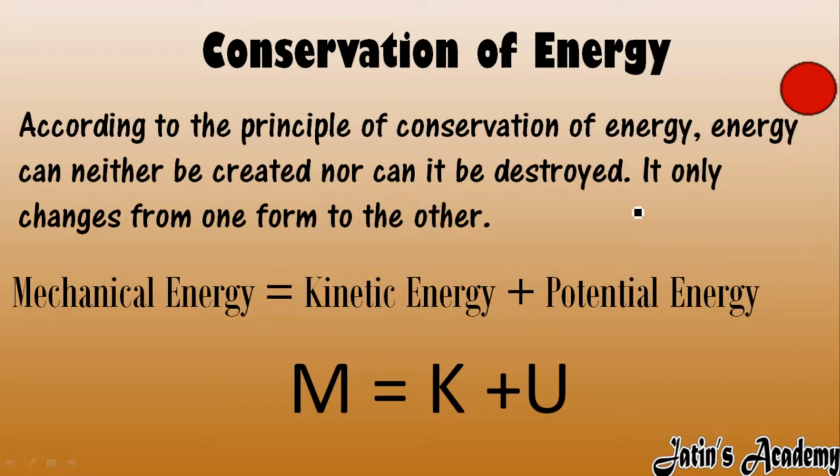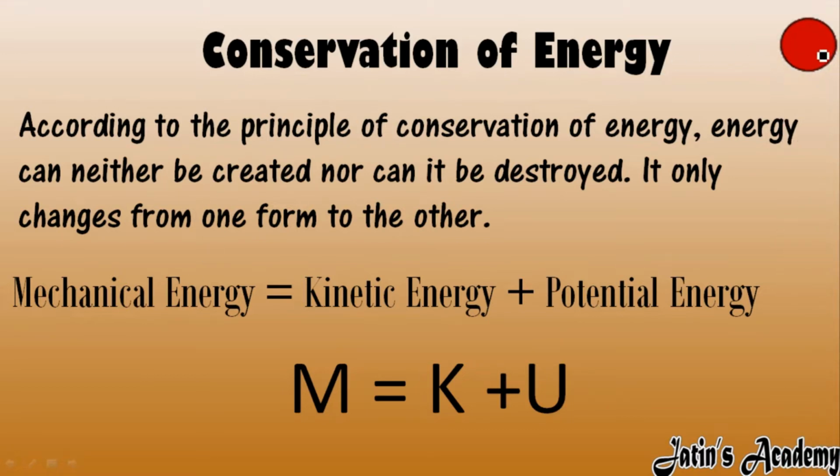For example, this ball now has potential energy. Now it is moving downward, it changes to kinetic energy. Again it bounces back and moves upward. This kinetic energy of bouncing back again changes into potential energy. But the sum of kinetic energy and potential energy remains the same, that is the mechanical energy. So this is called conservation of energy.